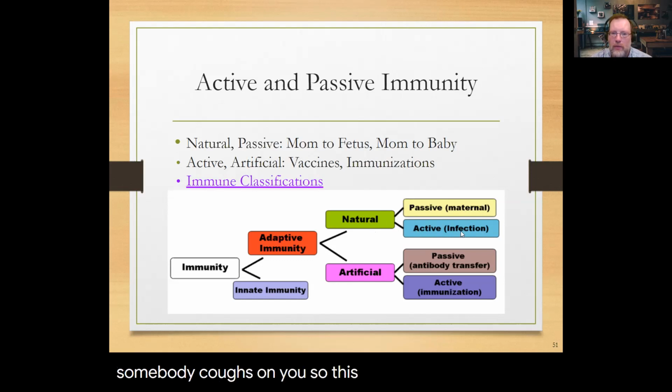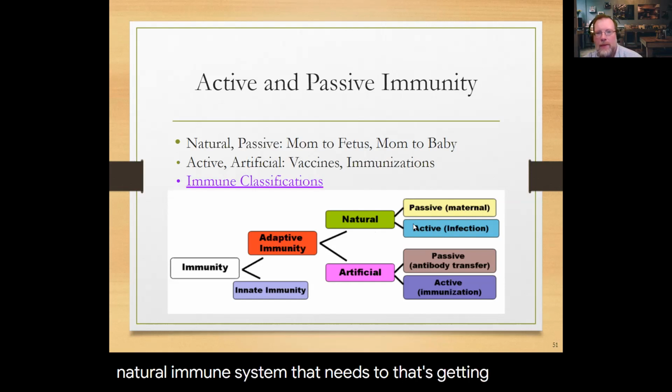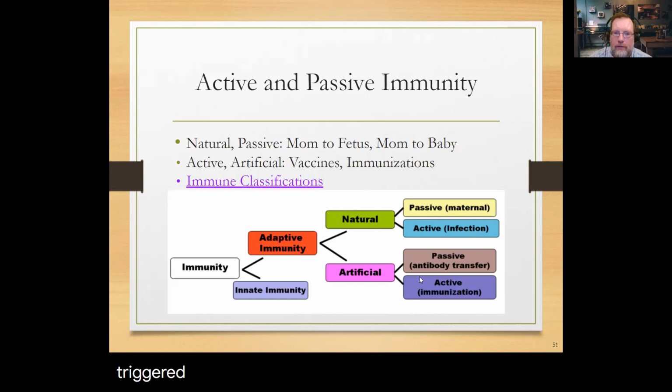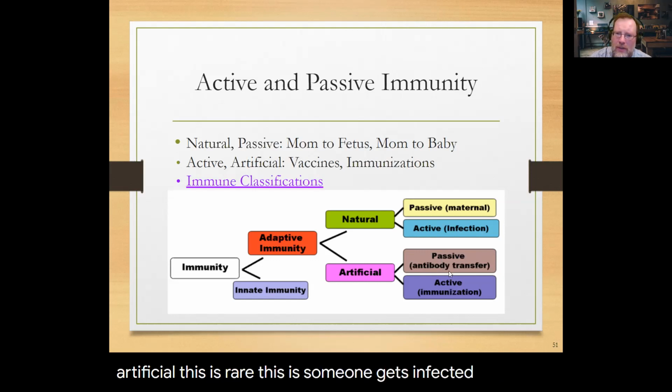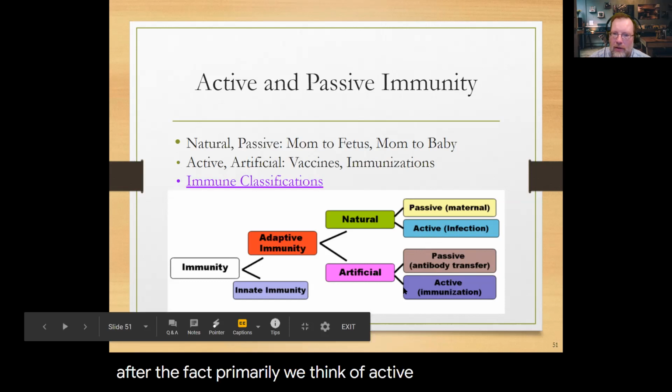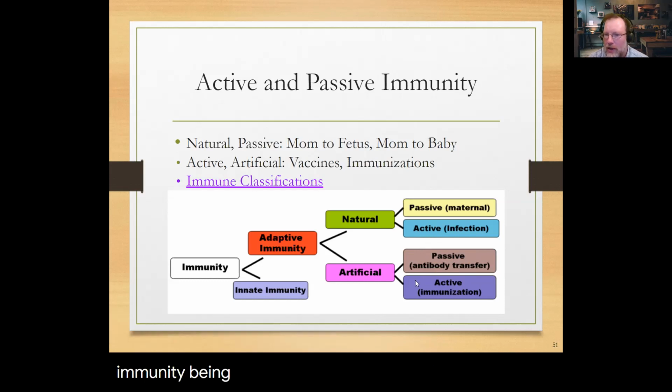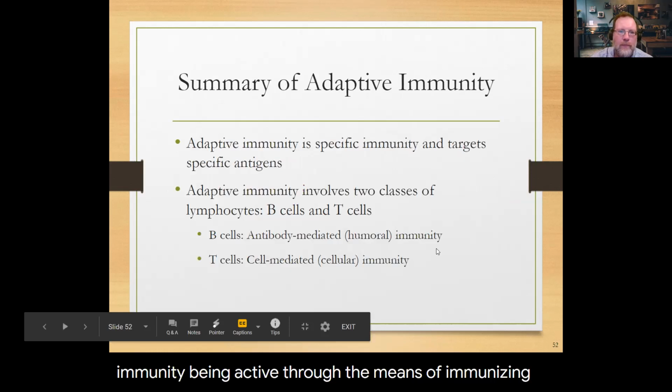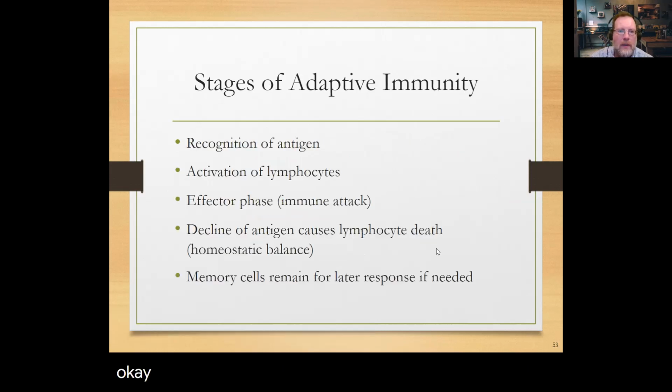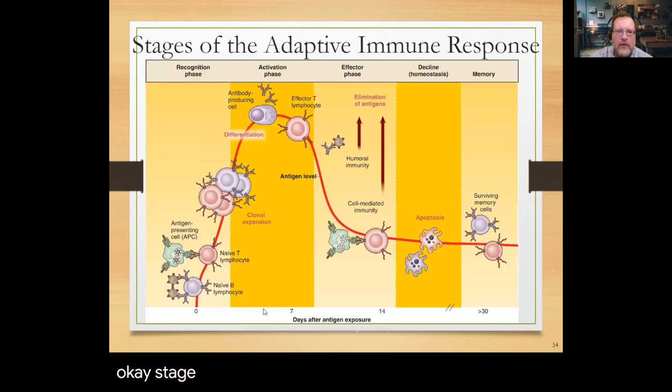Okay. So this is what we're seeing. COVID is this active, natural immune system that's getting triggered. Artificial adaptive immunity: we have passive artificial. This is rare. This is someone gets infected with something, and then we transfer antibodies after the fact. Primarily, we think of active artificial immunity as being active through the means of immunizing. Stages. This is just what we went through.